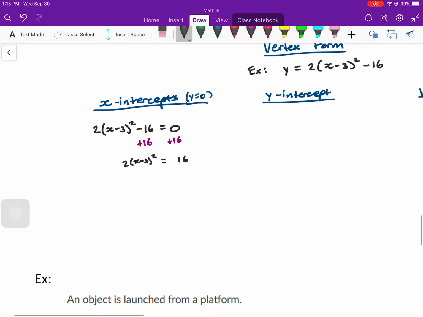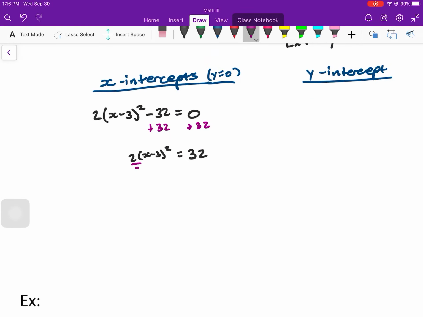Hang on, let me change this problem. That's not going to work out exactly. Let me change this to a 32, so it works out a little better. So we're going to add that 32 to the other side instead. And then now let's divide by 2, and this is 16. Then we're going to take the square root of both sides, and remember, that's where that plus or minus comes in. So you get x minus 3 equals plus or minus 4.